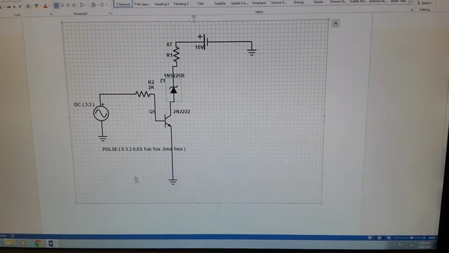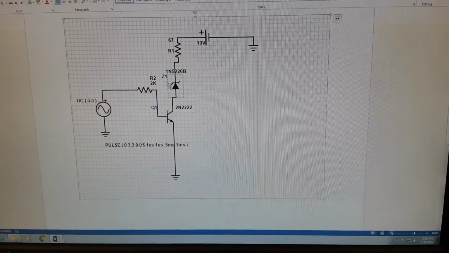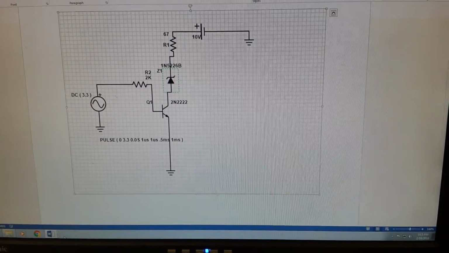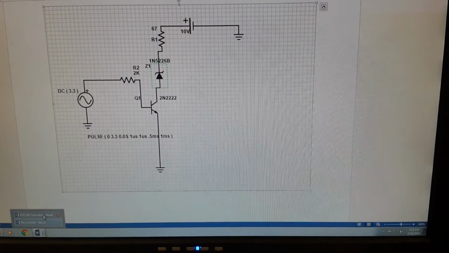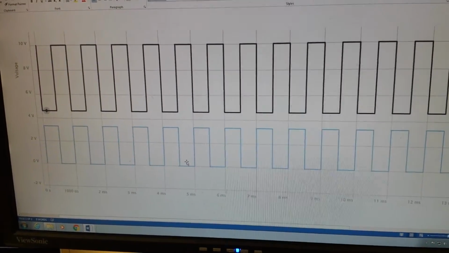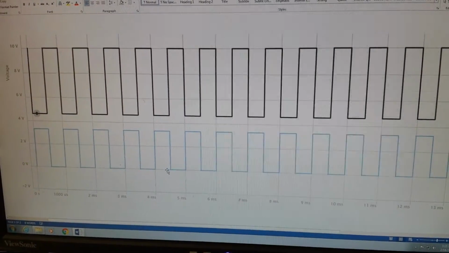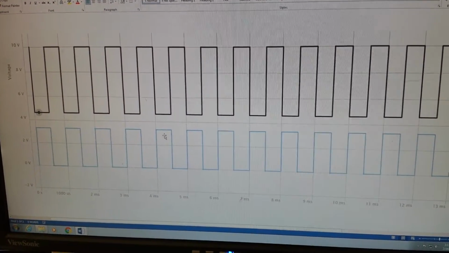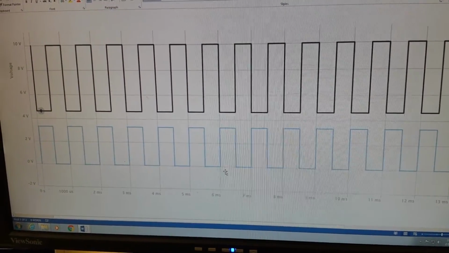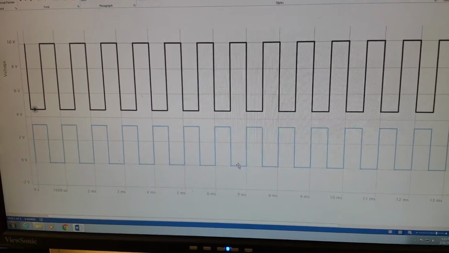We used a 3.3 Zener diode instead of a white one since the part wasn't available and it is the closest representation. And going over to the simulation, we simulated our input voltage to be a 3.3 volt pulse function, so every half millisecond it shoots out a pulse, goes to 0, shoots out 3.3, goes to 0.